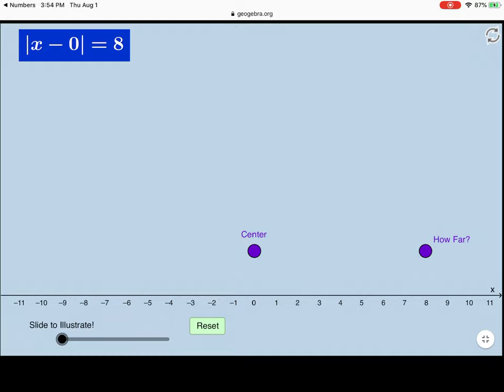So let's first adjust the center here. Instead of being centered at 0, I now want to treat it as though I'm centered at negative 1. So I'm adjusting the definition here a little bit. Now I'm not thinking of a distance from 0, I'm now thinking of a distance from negative 1. And notice how that changes the equation. I now have the absolute value of x minus negative 1, or that's really the same as saying the absolute value of x plus 1. And what's it equal to?